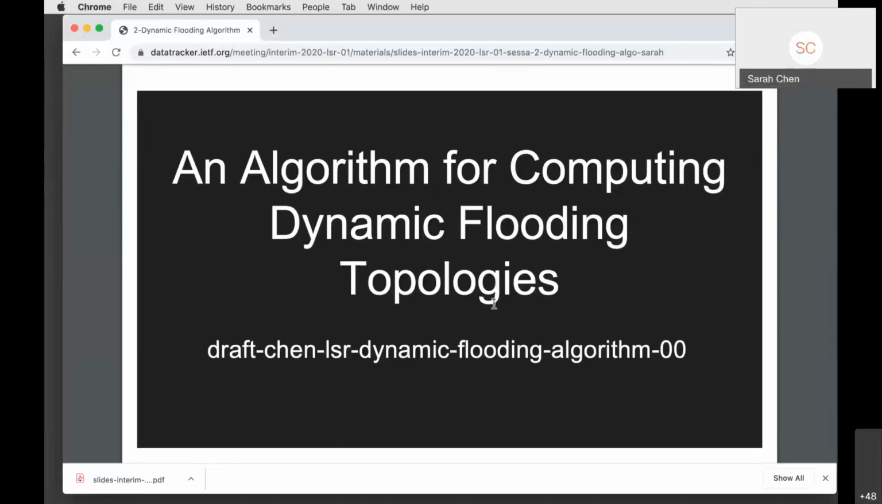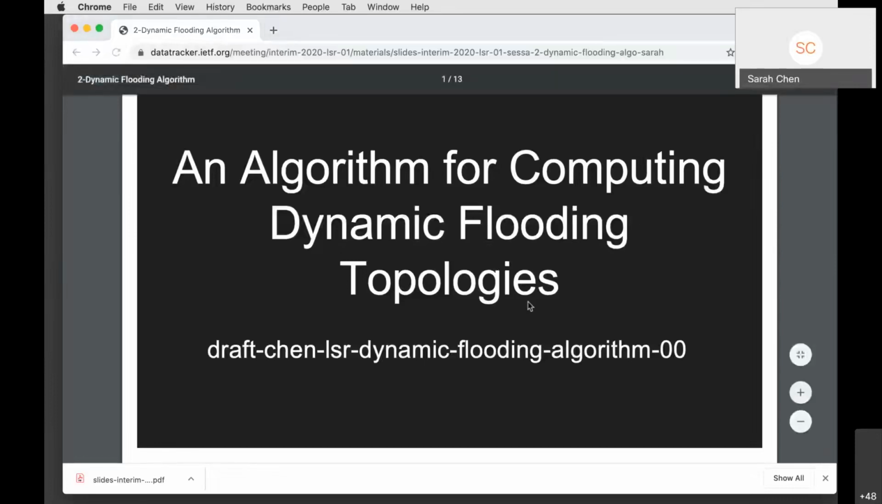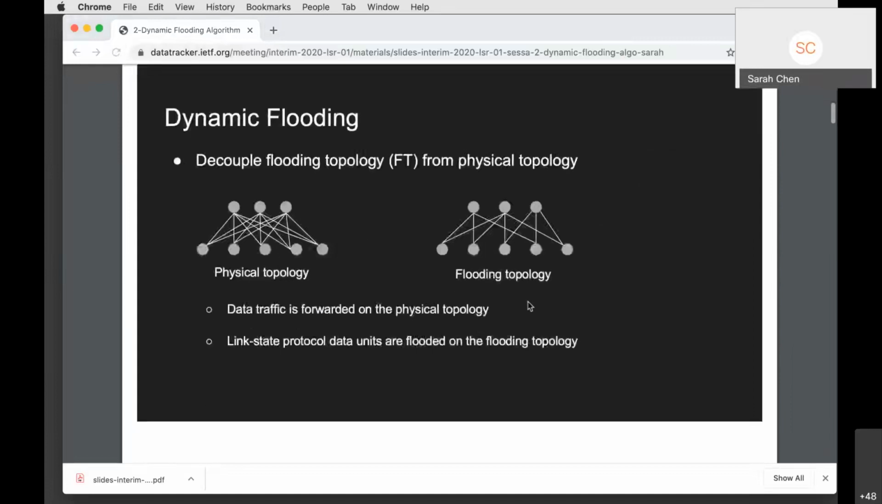Okay, so good morning, good afternoon, and good evening. I will present an algorithm for computed dynamic flooding. A brief introduction of dynamic flooding: it decouples the flooding topology from the physical topology. The data is still forwarded on the physical topology. The link state protocol data is flooded on the flooding topology. If we choose a sparse subgraph of the physical topology as the flooding topology, then we can reduce the link state flooding.